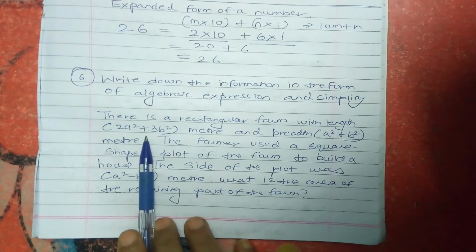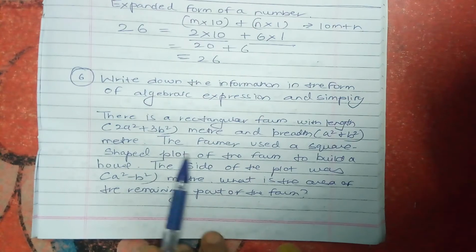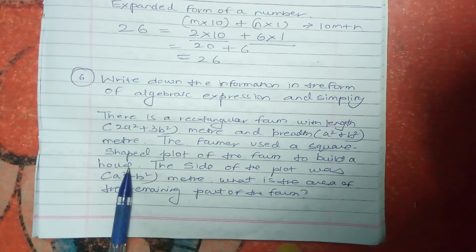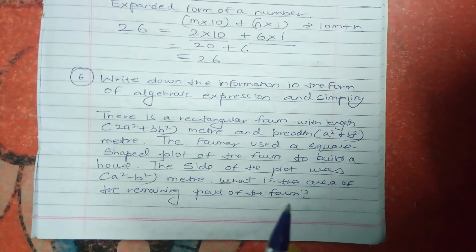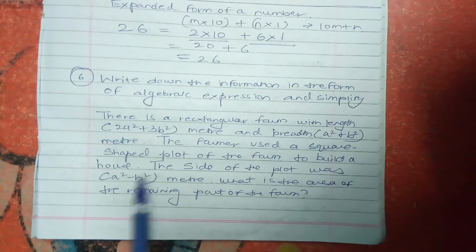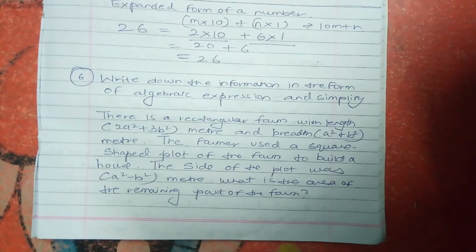So this is the length and this is the breadth. The farmer used a square shaped plot of the farm to build a house. So there was a rectangular farm and in that a square plot was there to build a house. Now for example, like a farmhouse we can say. The side of the square plot was a square minus b square. Side of the square plot was what? A square minus b square. So what is the area of the remaining part of the farm? So the situation was just like this.